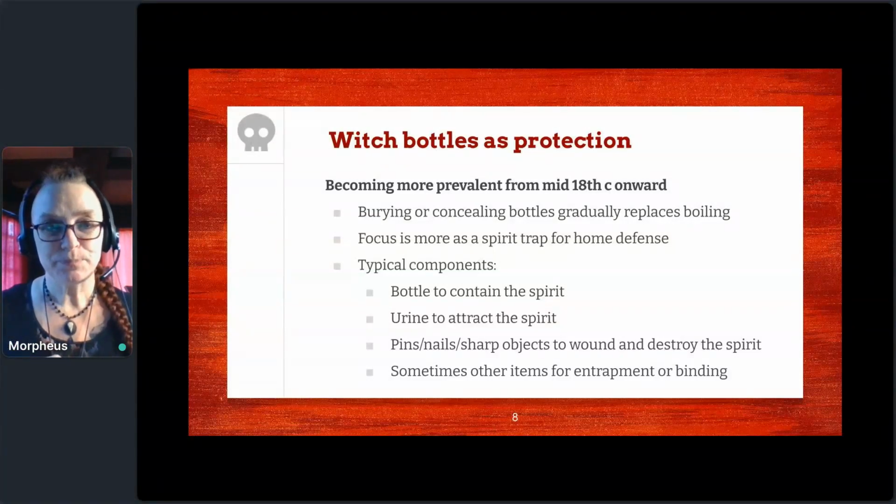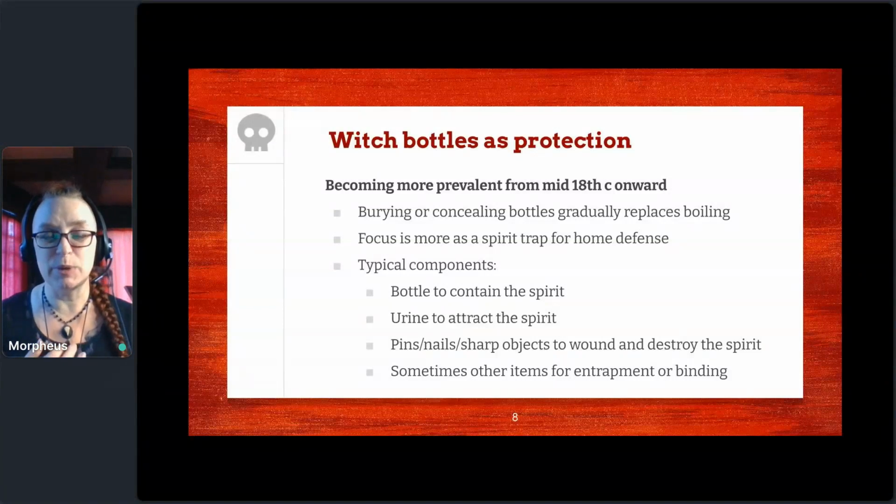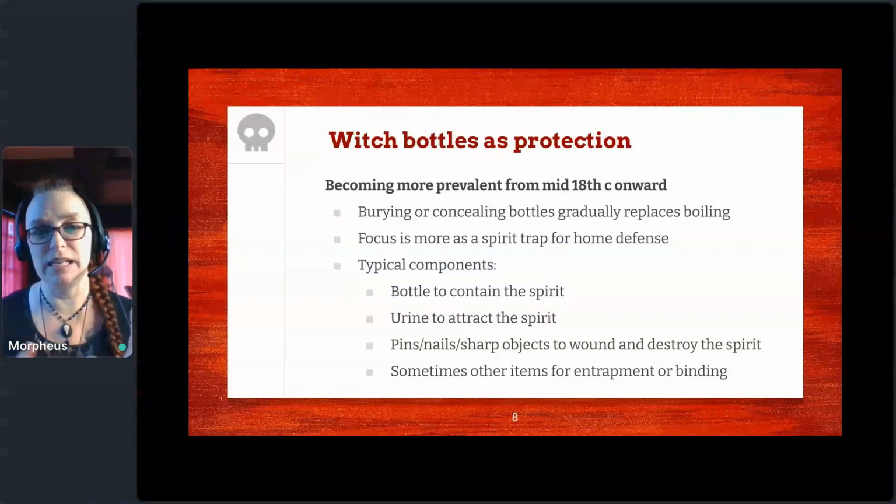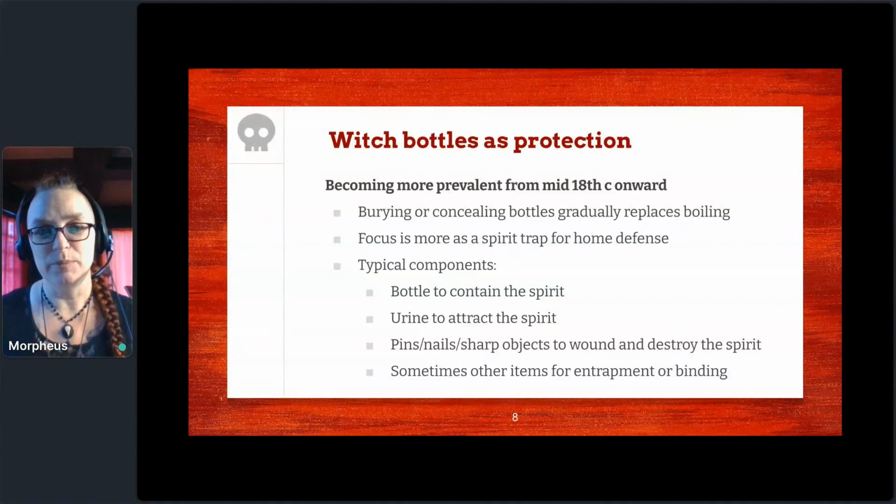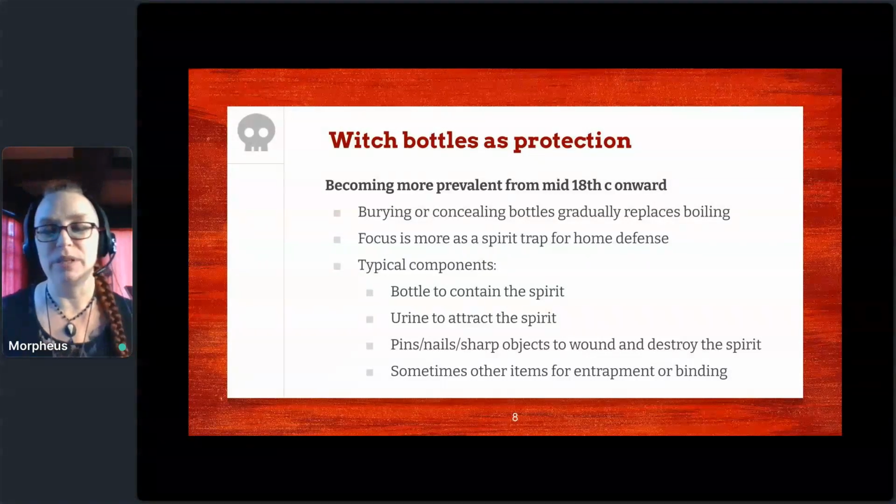counterattack ritual. And the focus is more on the witch bottle as a spirit trap or defense of the home. So it has some of the same components. It has a bottle to contain the spirit. It still uses urine to attract the spirit, and it still uses sharp objects like pins or nails to wound and destroy the spirit that is attacking you. But you start to see other items being added to the bottles, like things for entrapment and binding.